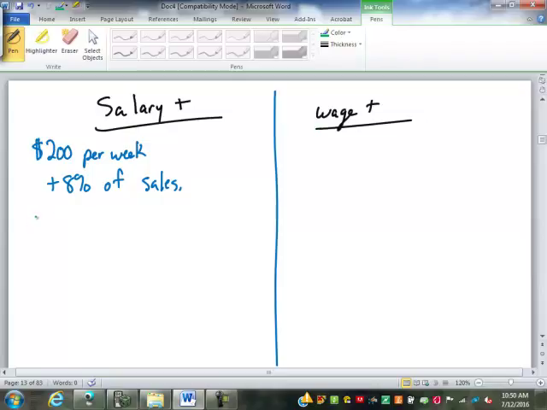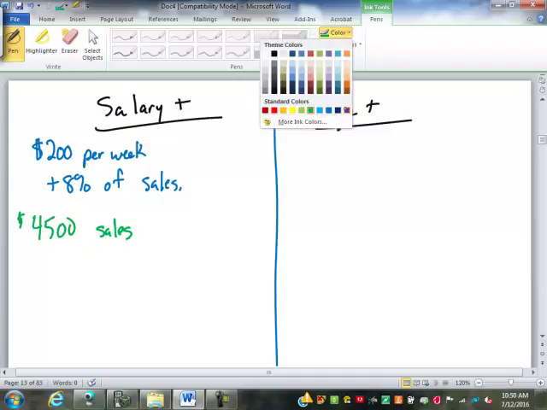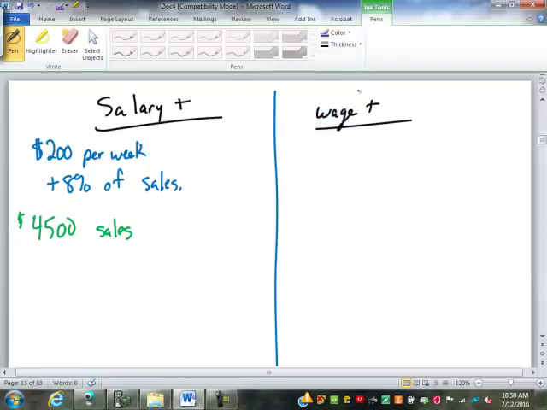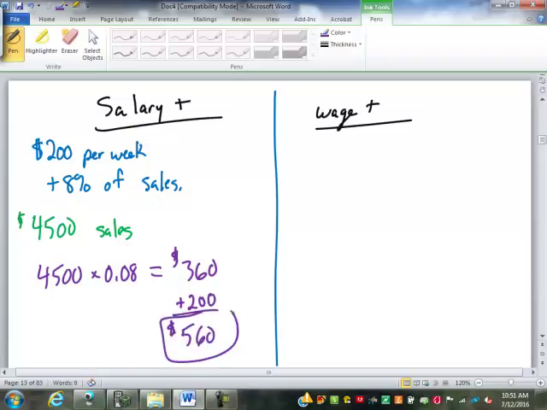So let's say you have 4,500 in sales. What are your earnings for the week? It will be 4,500 times what? 0.08 for the 8%, which is going to give us $360. Is that your pay? No. What do we have to do? You add the 200 salary. So $560 is your pay for that week.